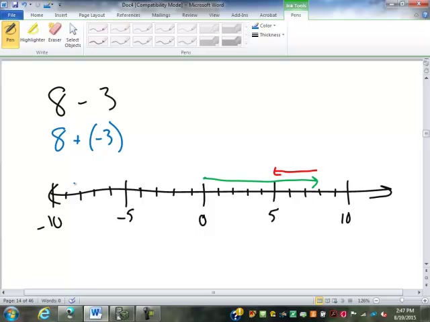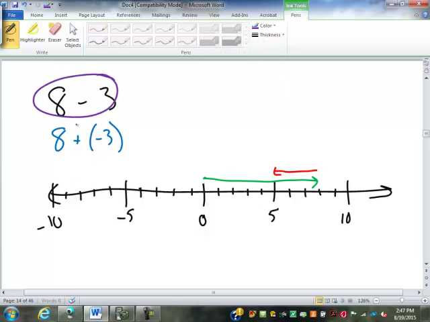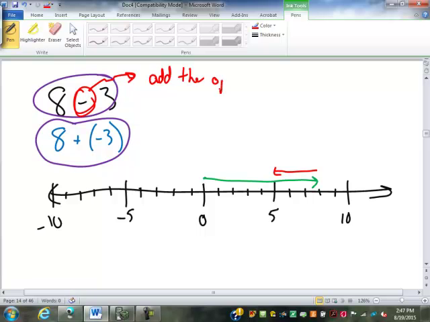The reason why, one of you brought it up earlier, this really means this. This symbol here, that we've always known as the subtraction symbol, it's a form of addition, it means add the opposite. So when we're subtracting 3, what we're really doing is we're adding the opposite of 3. The opposite of 3 is negative 3.